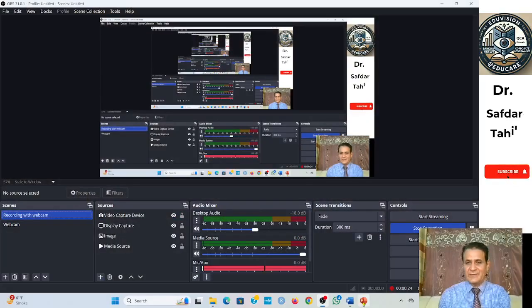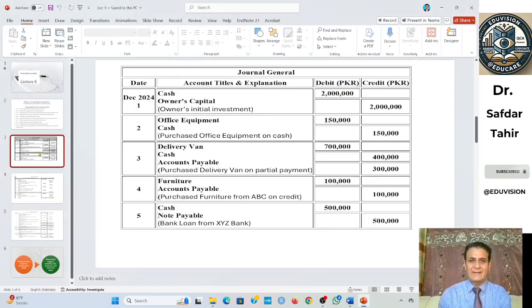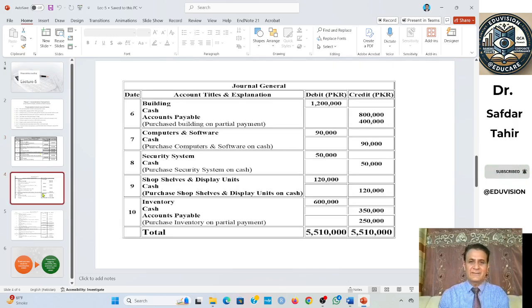We have already discussed the five different transactions. We have already debited and credited in the previous phase. Now in this lecture we will discuss another five transactions. These are the next five transactions.